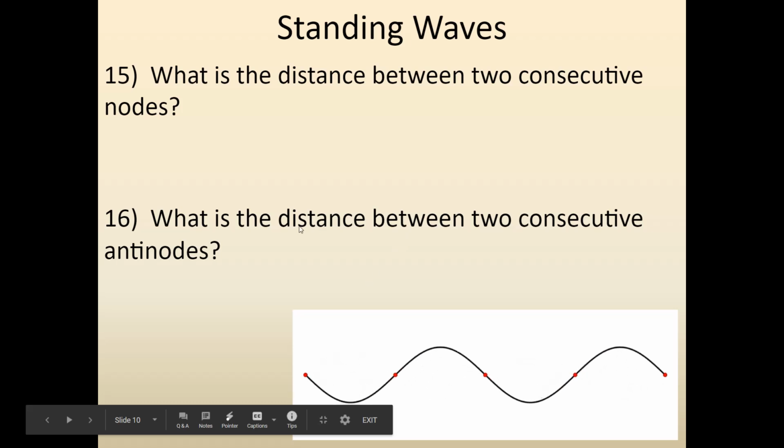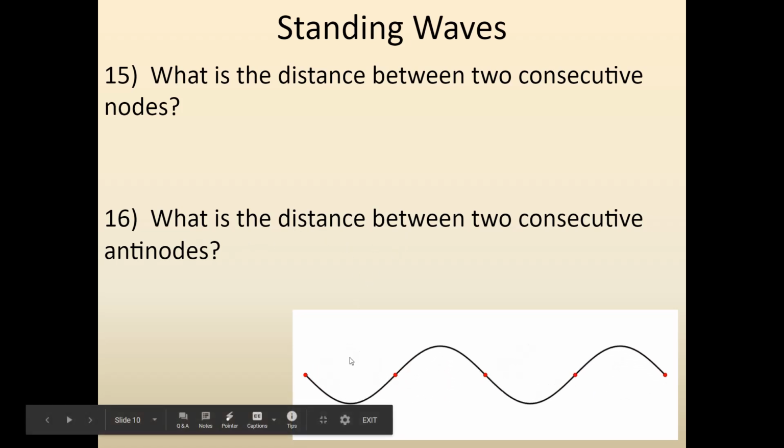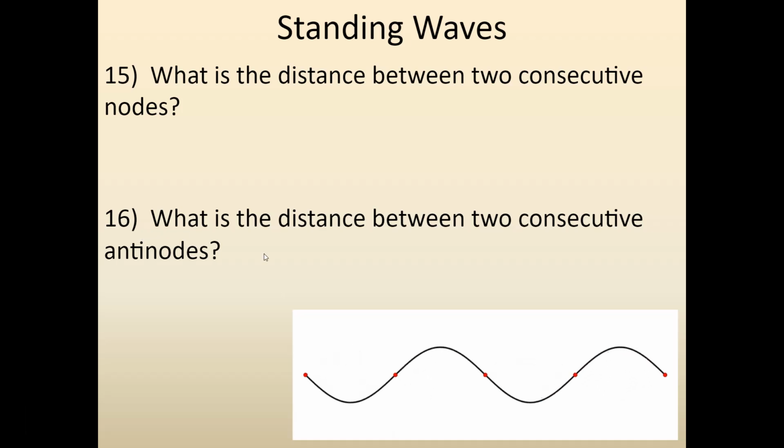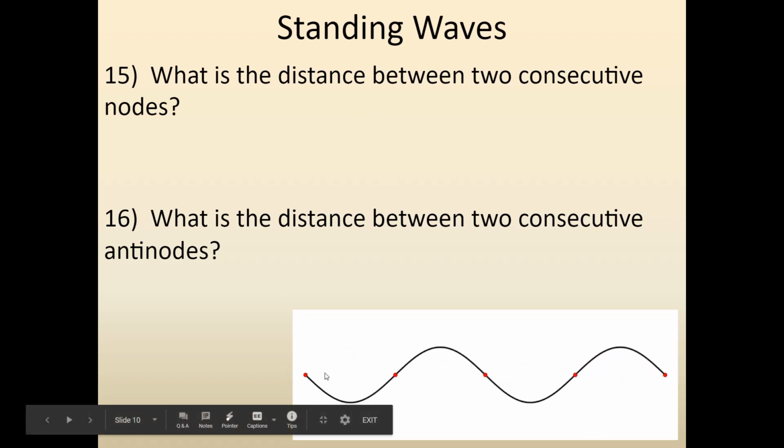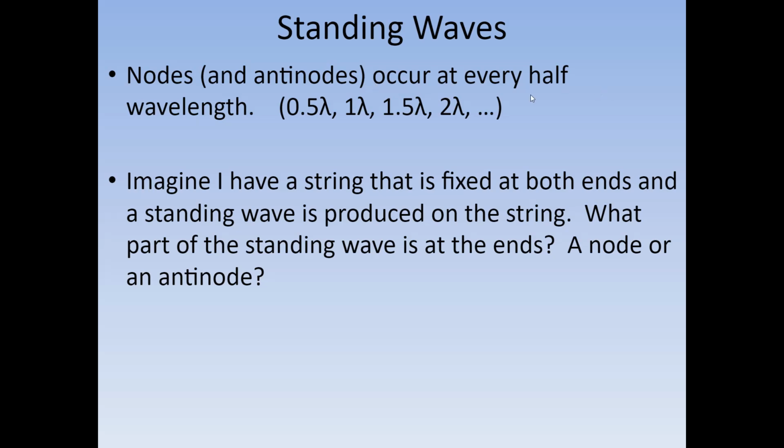Well, it actually turns out that the same thing applies for the antinodes. So this is one antinode, and then this is the next antinode. That is, once again, half a wave. Pretty much with standing waves, from one point to the next similar point, it's going to be half a wave. So nodes and antinodes occur at every half a wave. Half a wave, 1.5 waves, and so on.